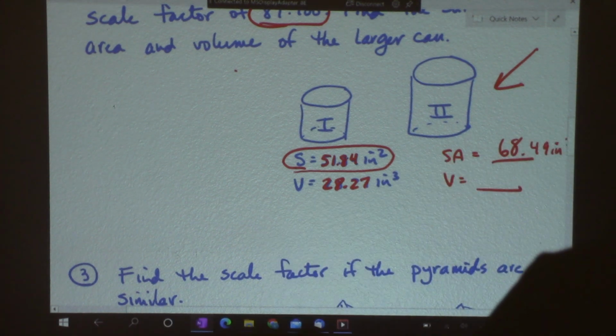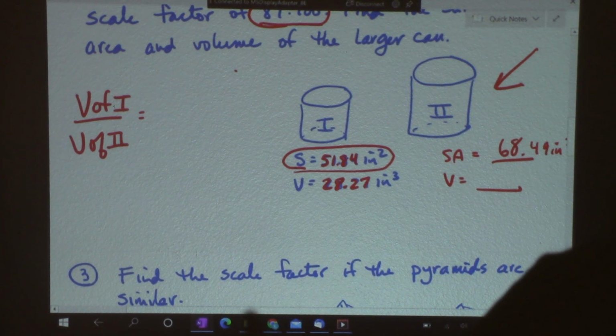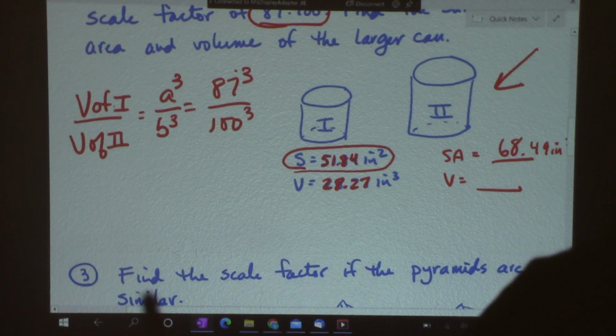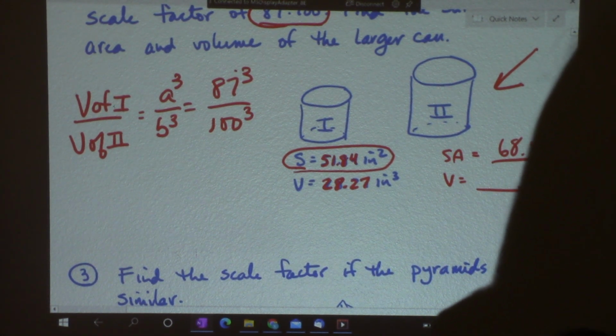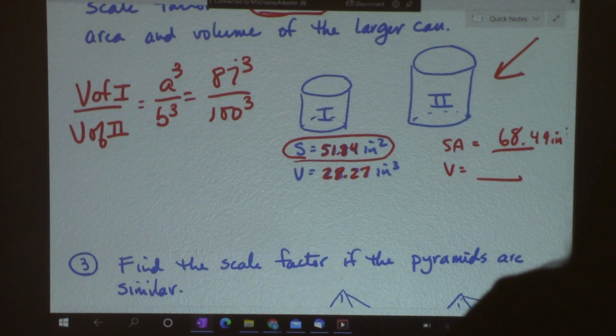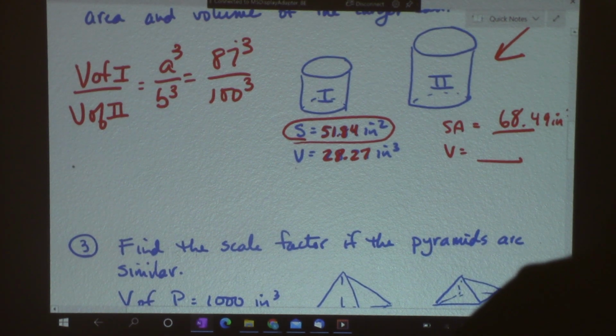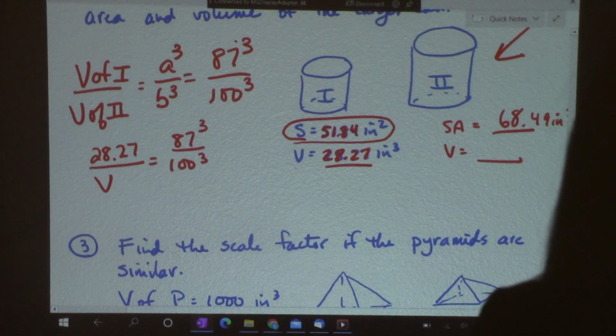All right. Now, the volume of can 1 over the volume of can 2 is going to be a cubed over b cubed. So I'm going to cube 87 and I'm going to cube 100. All right? And when I do that, I will set up my ratio. So I've got 28.27, which is the volume I have here, over, I'm just going to use a V for number 2, equals 87 cubed over 100 cubed.